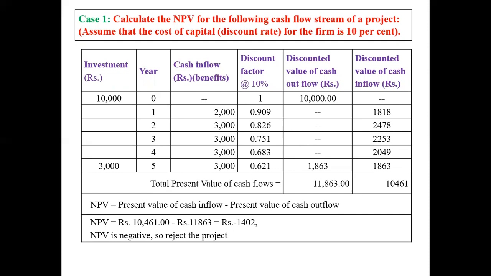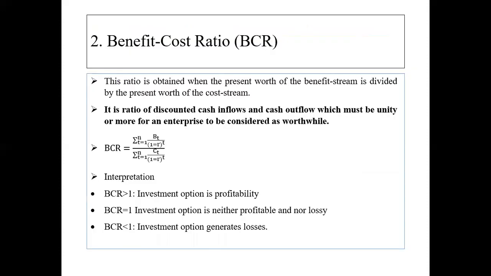Then you get the discounted cash outflows and discounted cash inflows. For getting the NPV, you just deduct the present value of cash outflows from the present value of cash inflows. Here you are getting a negative NPV, that is 1,402 rupees. If it is negative, you reject the project.